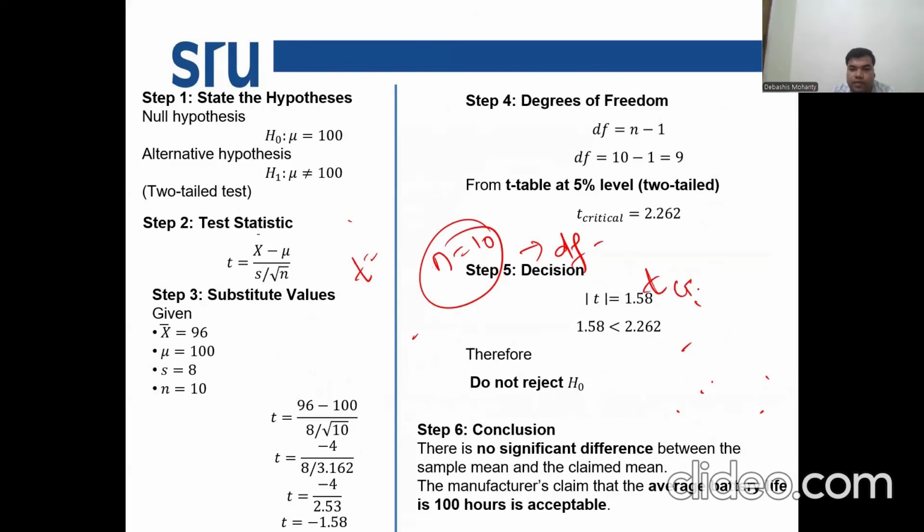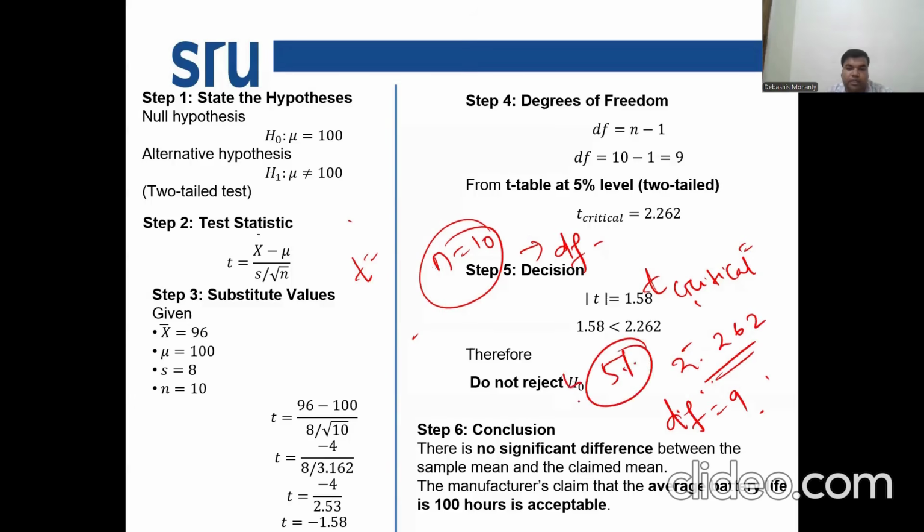So that's why the critical value is given there. That is T critical equals 2.262, because degree of freedom is 9, we have already calculated the degree of freedom, and significance level is 5% significance level. So obviously we are getting this critical value as 2.26.